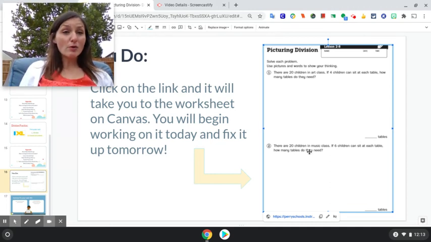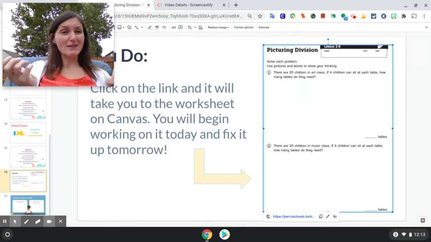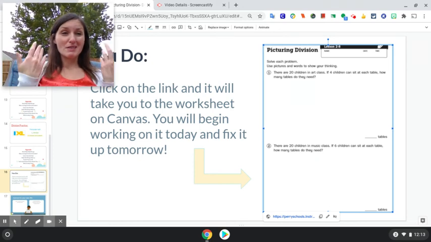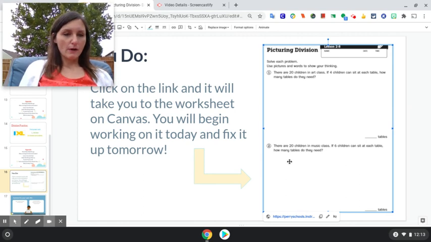And then tomorrow we're going to look at some student examples, and you're going to be able to fix up your work and see, is there anything else I could do that makes my answer better, or that I was missing in my work. And then when you're done with that, don't forget to come back here and reflect.